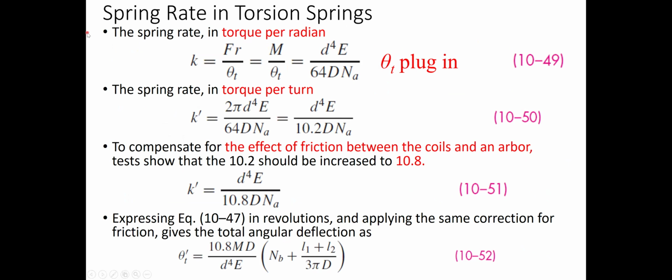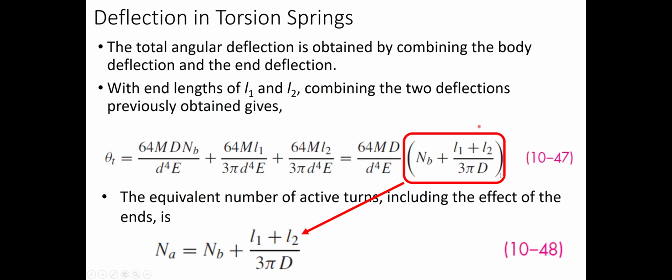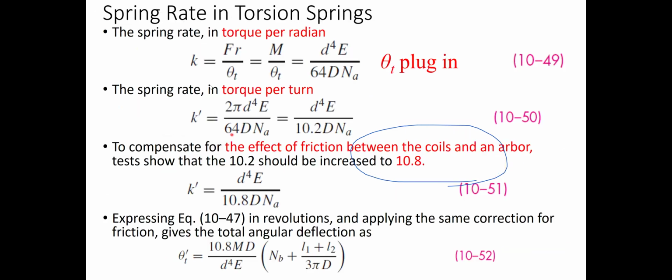So the spring rate in torsion spring K equals M over theta T, where T represents the total. M over theta T equals this term. So how do we find this? We just plug theta T in here. What is theta T? This is theta T, right? So we just plug this in here, and we find the spring rate.